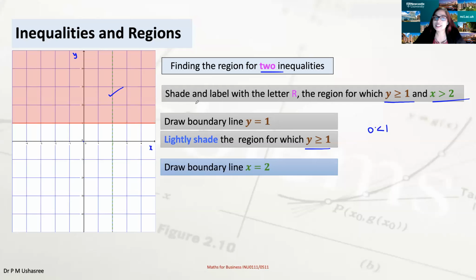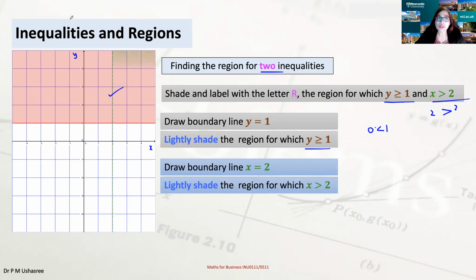So in these cases, you have to use a dotted line because any point on this line will not satisfy this inequality. If I take a point 2, 2 is not greater than 2. 2 is equal to 2. So it does not satisfy that. So that line is not included in this inequality. That is why you have to draw that as a dotted line.